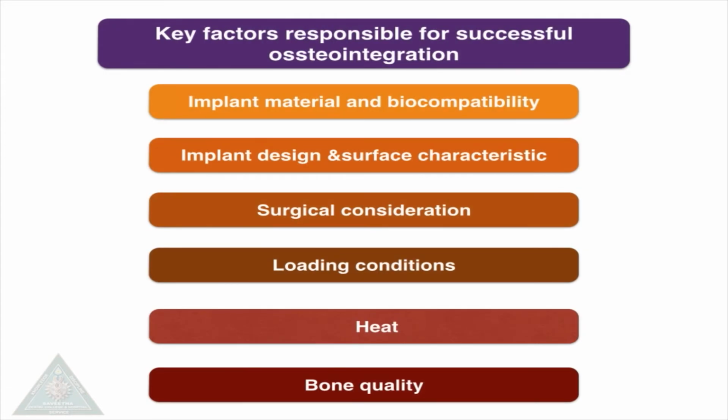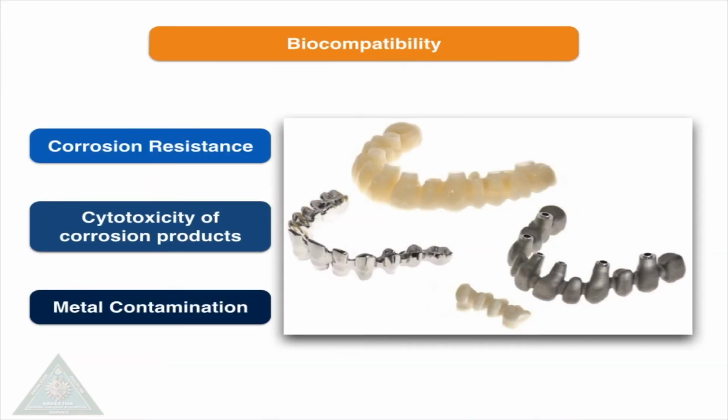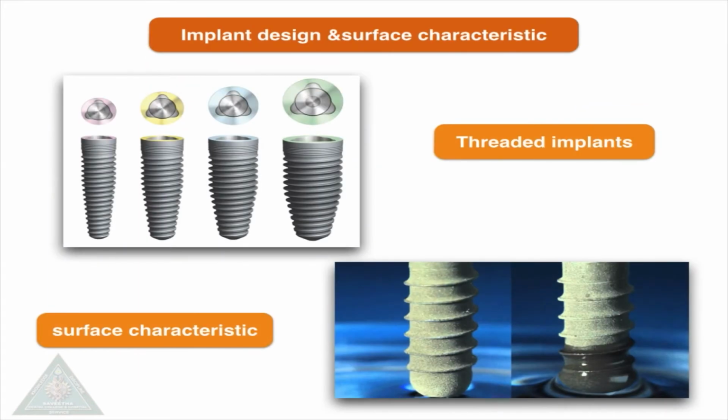So what are the key factors responsible for successful osseointegration? The first one is biocompatibility, corrosion resistance, cytotoxicity of the corrosion products, and metal contamination. There are different implant materials, as we know: metals, polymers, and ceramics. Of all these, titanium is the most used, at around 99.6%. The next is the implant design and surface characteristics. There are different types of implant design. Of them, threaded implants provide more surface area and maximum bone contact. In surface characteristics, it has been proven that moderately rough implants have the best bone fixation.